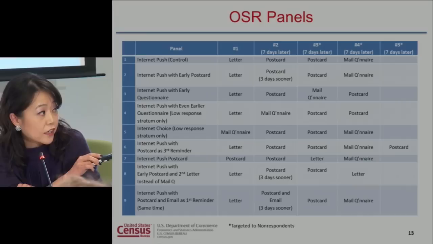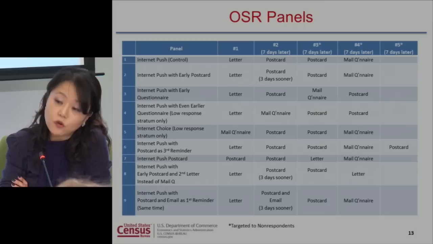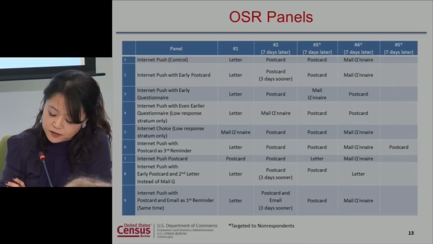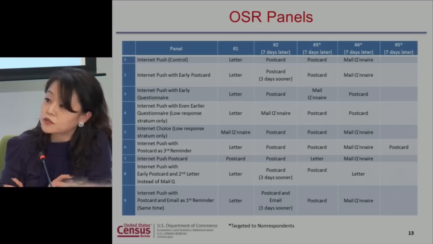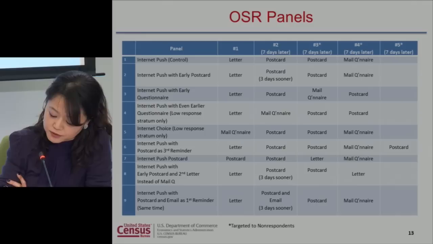Beginning with approach number 1, the internet push strategy, which has been used in the most recent series of our self-response tests, will be serving as our control panel. The motivation for our second panel is to study the timing of the reminders. So the hypothesis is that by sending the first reminder sooner, closer to the initial internet push, we will provide for a better connection between those two mailings. The motivation for panels 3 to 5 is based on recent ACS research that actually found lower self-response rates in certain areas after the introduction of the internet options.